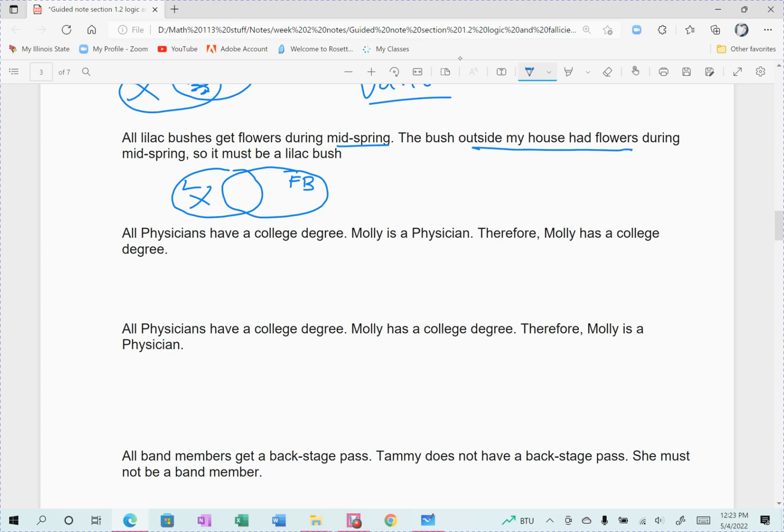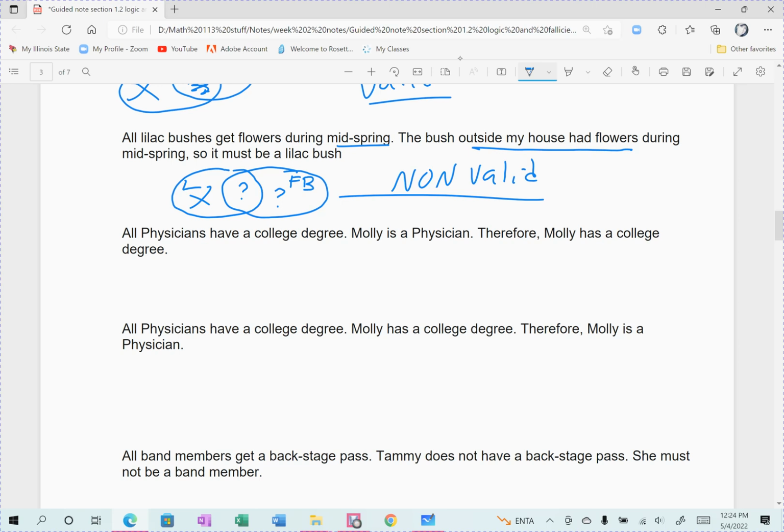This one, however, is false, because what we're given is that it's a flowering bush. Well, is it a flowering bush that's here, or is it a flowering bush there? All I know is it's in the flowering bush circle. I don't know if it lands in the lilac circle. There's no proof of that in the statement, and so this is a non-valid argument. So it might be true, might not be true.